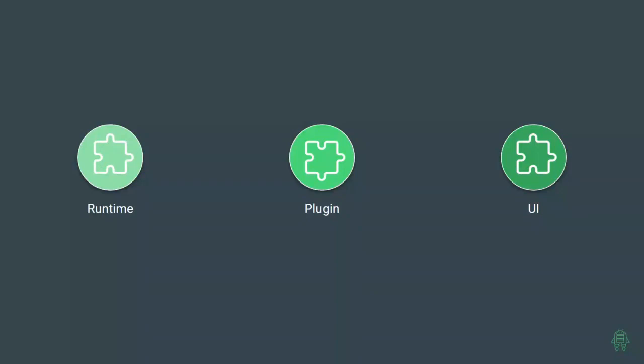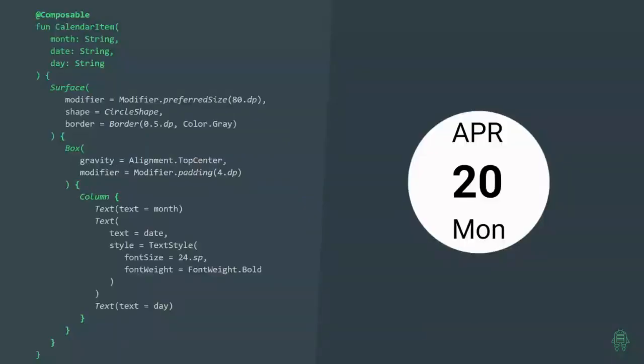So let's take a look at the first example. It's a very simple example, and here we will try to build a calendar item for showing a date. First of all, we need to create a function, and our function should be composable. For making any function composable, we need to mark it with the Composable annotation.